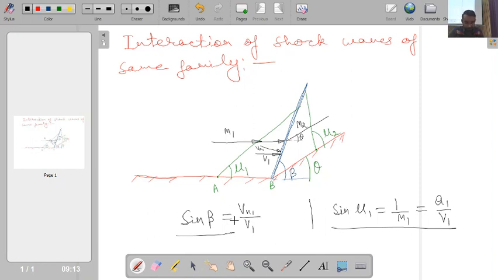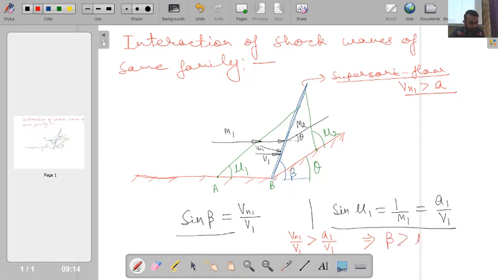Now this oblique shock wave will form only if I have supersonic flow. For this to occur, the normal component of the velocity Vn1 has to be greater than the speed of sound. So the upstream normal velocity of the shock wave has to be greater than the speed of sound. From here, since V1 in the denominator is the same, Vn1 by V1 will be greater than a1 by V1. So I can clearly say that beta has to be greater than mu1.